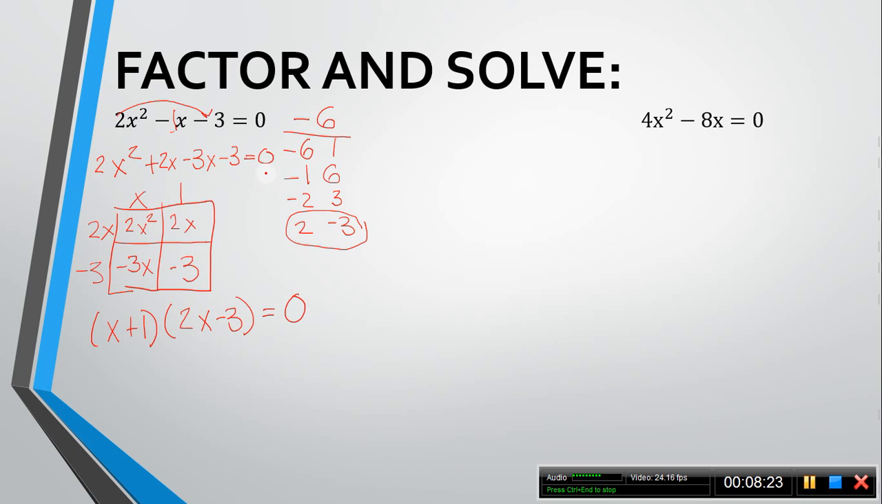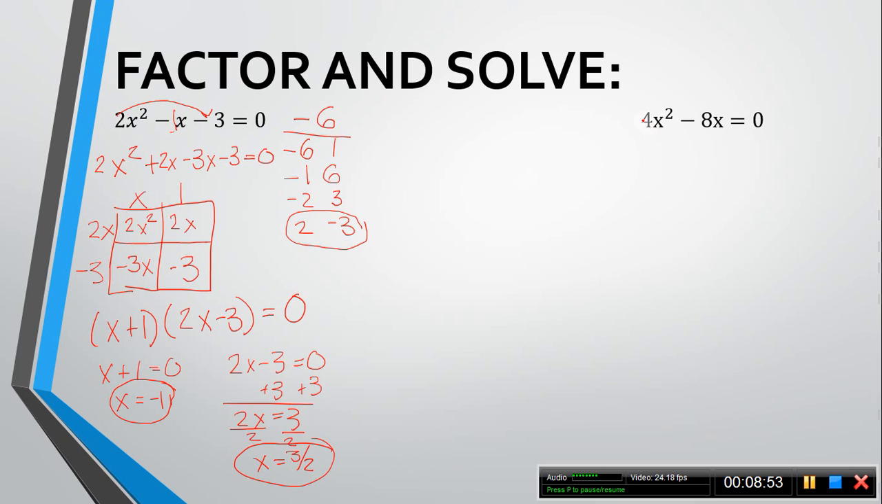Now, if you remember, this still equals 0. So now I need to set both of them equal to 0 and solve. So x plus 1 equals 0. So it looks like x equals negative 1. And then 2x minus 3 equals 0. So I'm going to add 3 to both sides. And I get 2x equals 3, divided by 2. X equals 3 halves.